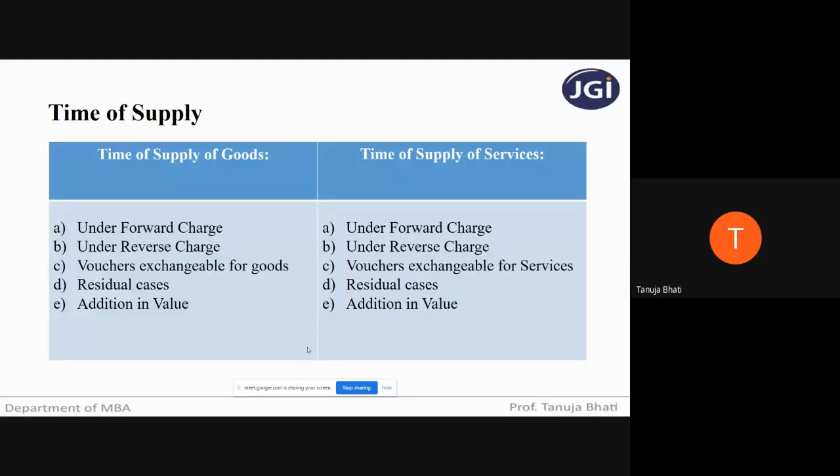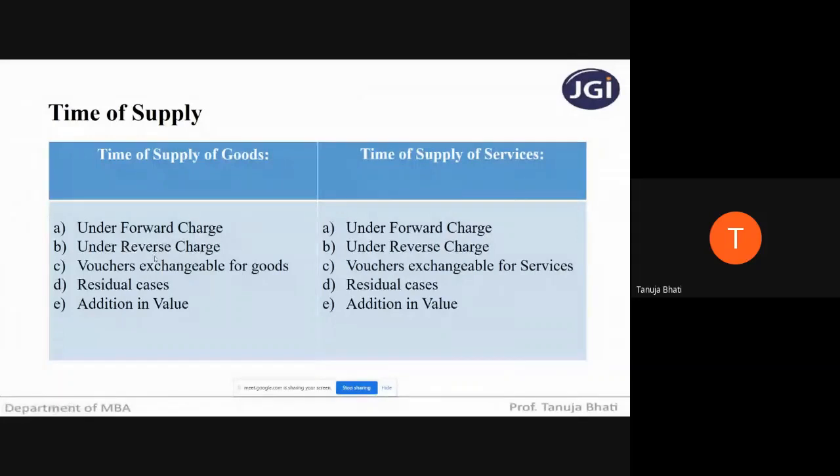Under goods, the time of supply is different for different categories. That is under forward charge, the time of supply is different. Under reverse charge, vouchers exchangeable for goods, residual cases, and addition in value, the time of supply differs depending upon which category the transaction falls in. Time of supply of services again is different under forward charge, reverse charge, vouchers exchangeable for services, residual cases, and addition in value.